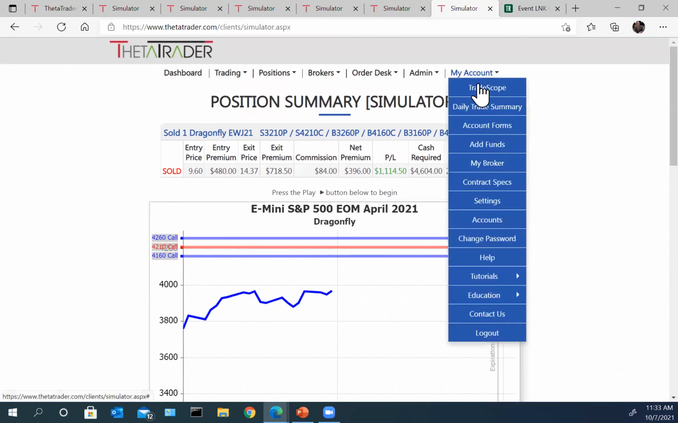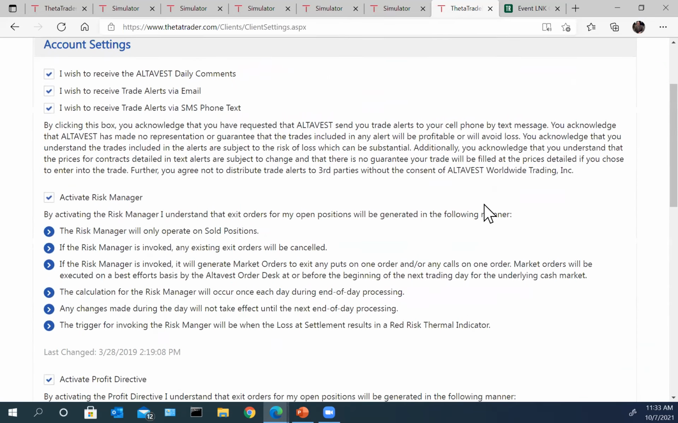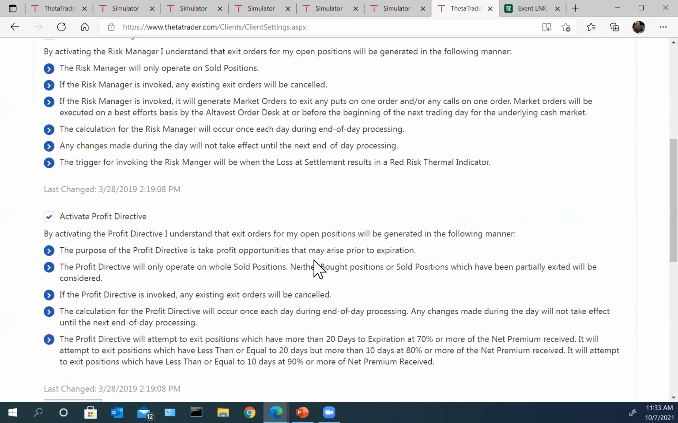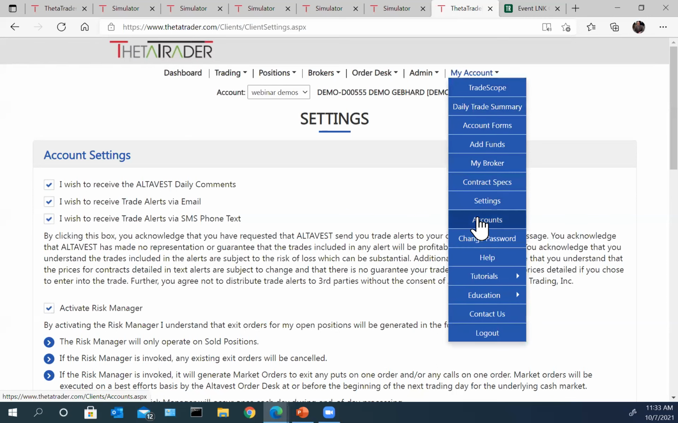And here we go with the settings. Let me show you how to do it. You just go into your account settings, you click this box here to activate risk manager, activate profit directive, and that's it. That's all you have to do. So the RTI will automatically scan and monitor your positions for you. It's that simple. There's a couple other things I'll point out real quickly.